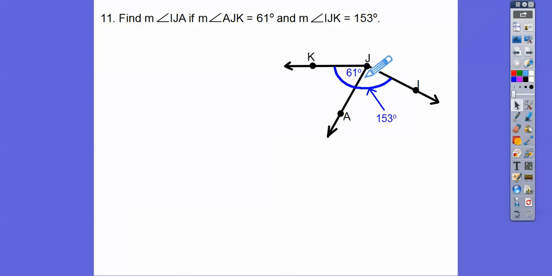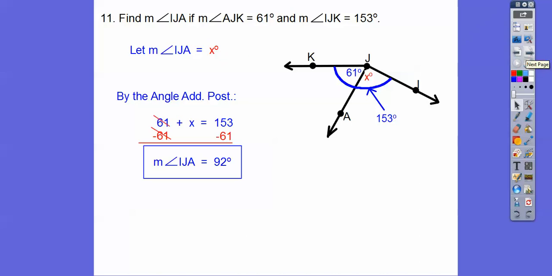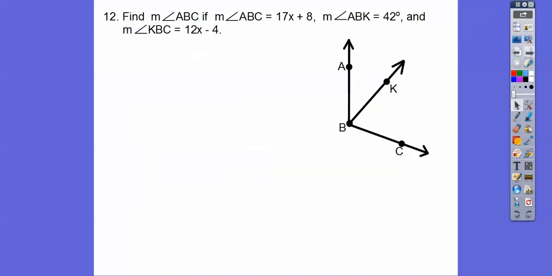IJA, we're looking for that, so I'll just let it be x right there. So 61 plus x will equal the whole angle, 153 degrees. Okay, so if we do that, there's our expression by the angle addition postulate. And so now what we're going to do is subtract 61 from both sides, and that's going to get us IJA, because that's what x is right there. Okay, so we get it to be 92 degrees. Not about, but exactly. All right.